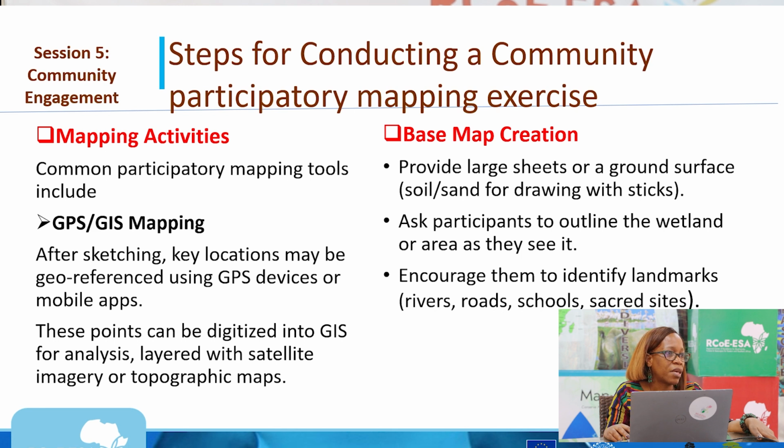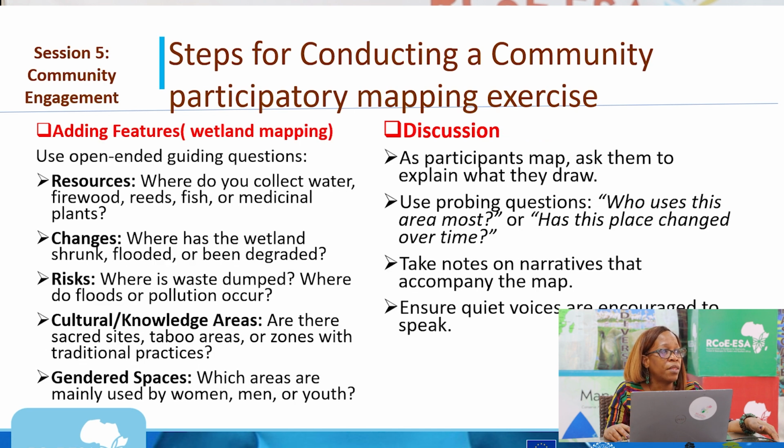Then after this, they can do base map creation. Provide large sheets or ground surface, soil or sand for drawing with sticks. Ask participants to outline the wetland, for example, or area as they see it. Encourage them to identify landmarks, rivers, roads, schools, and sacred sites. And this is usually very helpful, especially after transit walks. Then as they are doing the mapping, someone should be facilitating, but they do the drawing themselves.